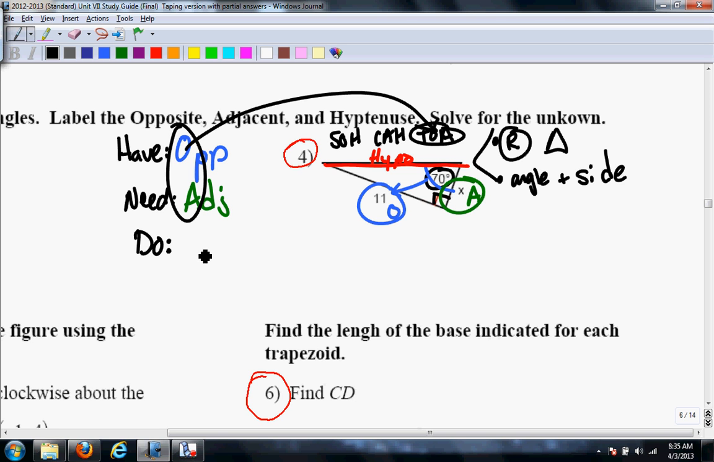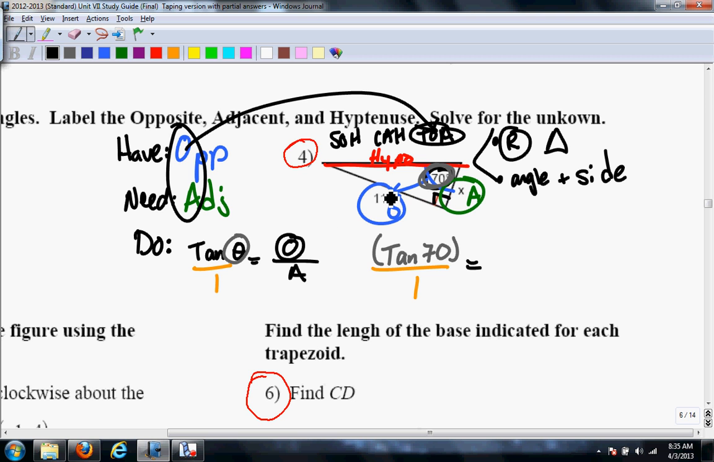So we write exactly the equation, which is tangent of the angle theta equals opposite over adjacent. Put that over 1. Now, circle plug chug. Tangent of theta, our theta here, you physically pick it up as 70. So we're going to go tan 70. Put parentheses around that. That's a single unit. Over 1 equals opposite. Physically pick it up. 11 over adjacent. Pick it up.